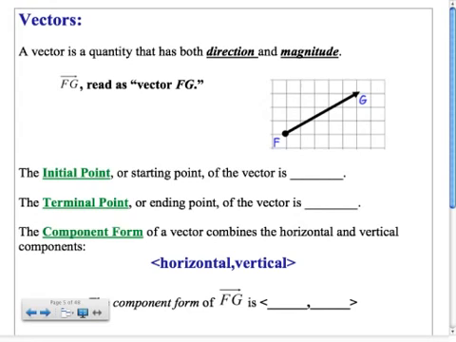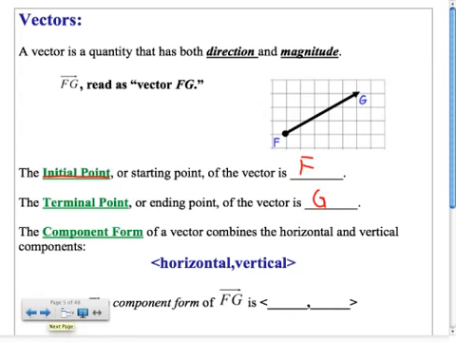Now we're going to discuss this idea of a vector. A vector is a quantity that has both direction and magnitude. And so the way we would read it, we would call this guy here vector FG. When you're naming it, you always start with the initial point, which is the starting point. So that point here is F. And then you name your terminal point, or your ending point, which in this case happens to be point G.